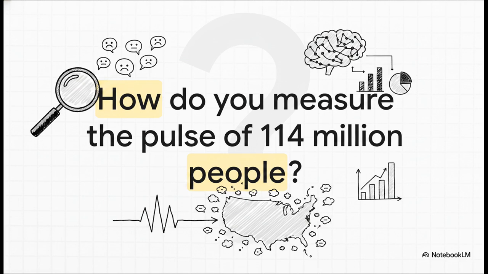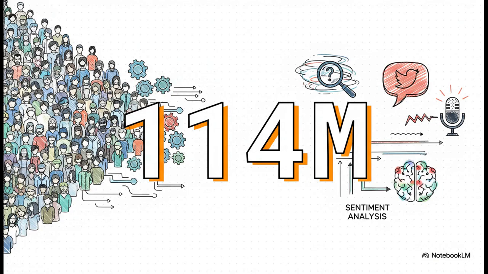But how do you actually measure that? I mean, how do you capture the exact real-time feelings of 114 million people spread across a massive country? You obviously can't interview all of them. That sheer scale, 114 million people, represents a huge chunk of the U.S. population interacting with complex systems like Medicaid.